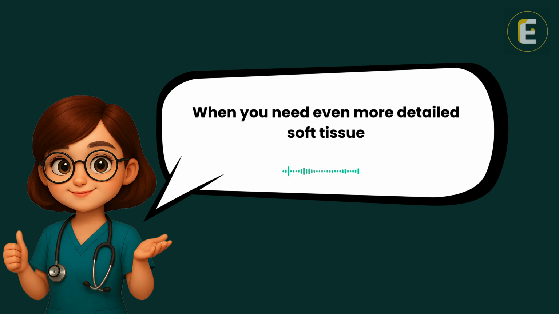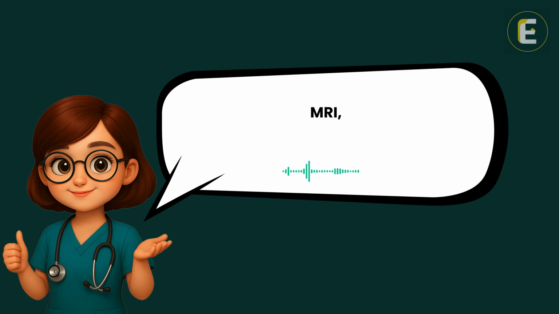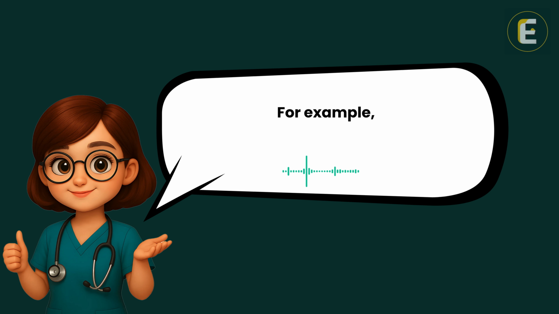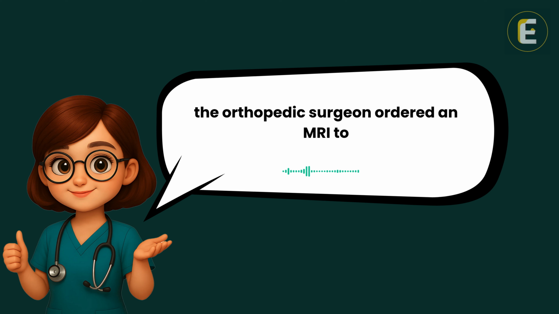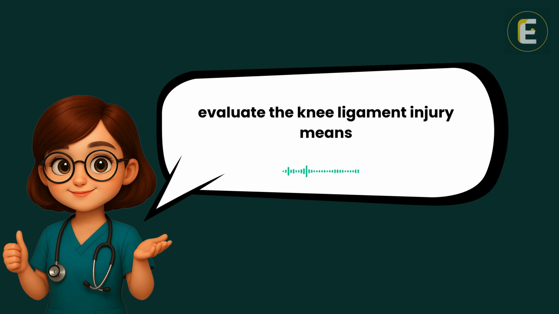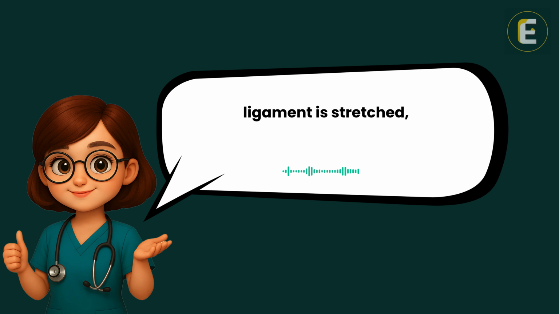When you need even more detailed soft tissue imaging, a magnetic resonance imaging (MRI) uses magnetic fields and radio waves to create detailed images of organs and tissues. For example, the orthopedic surgeon ordered an MRI to evaluate the knee ligament injury. In this context, evaluate the knee ligament injury means examining the detailed images to determine if the ligament is stretched, partially torn, or completely torn.